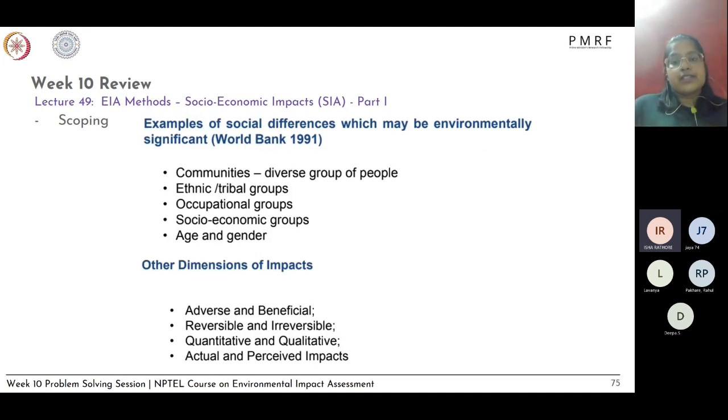So examples of social differences which may be environmentally significant. So you have communities like diverse groups of people. Then you also need to consider the ethnic or tribal groups. You also need to consider occupational groups, or different types of people grouped in terms of their occupations. Then you also need to consider the socioeconomic groups in terms of the level of income, the age and gender as well. And the other dimensions of impact include adverse or beneficial impacts, reversible, irreversible, whether it's quantitative or qualitative, whether it's actual or perceived. So you need to include these dimensions as well when you do your impact assessment.